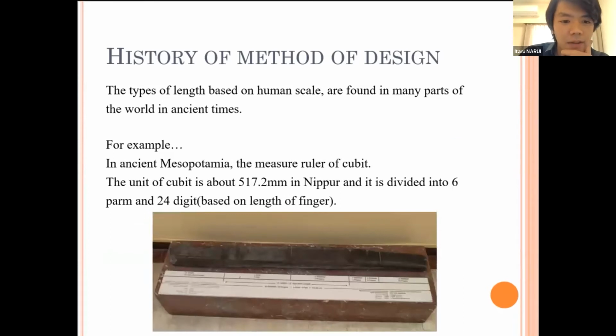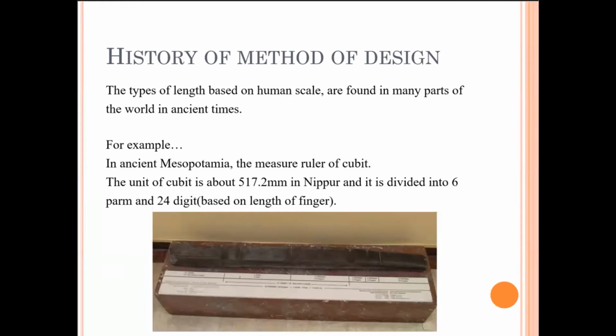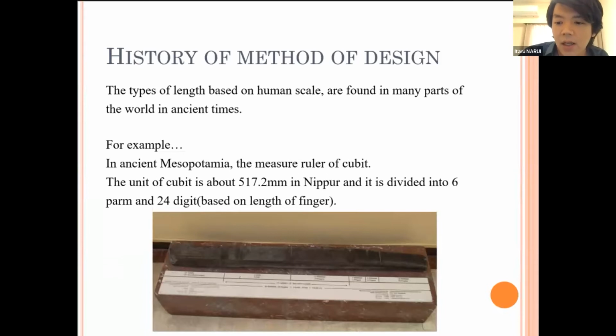In Mesopotamia, the major ruler of the cubit was excavated in the ancient city of Nippur. The unit of cubit is about 570.2 millimeters, and it is divided into 6 parts and 24 digits. The digit is based on the length of a finger.